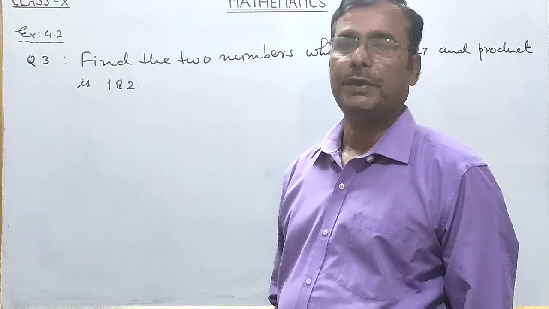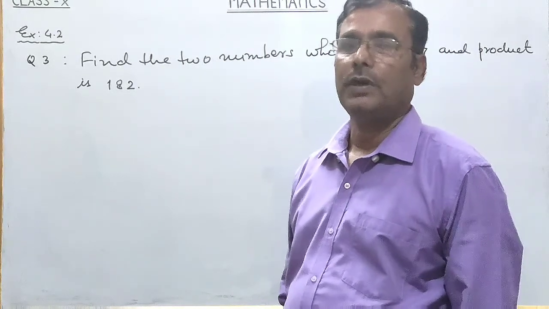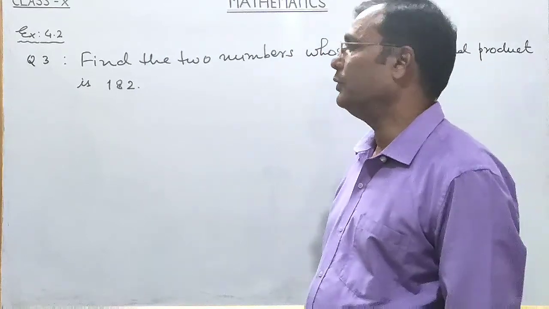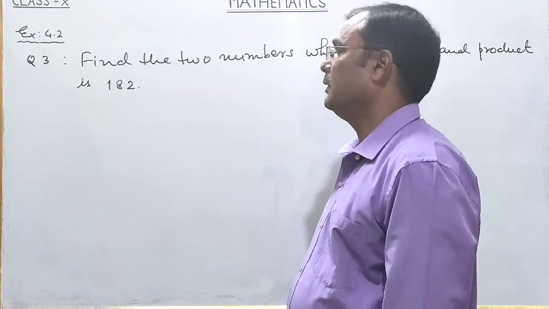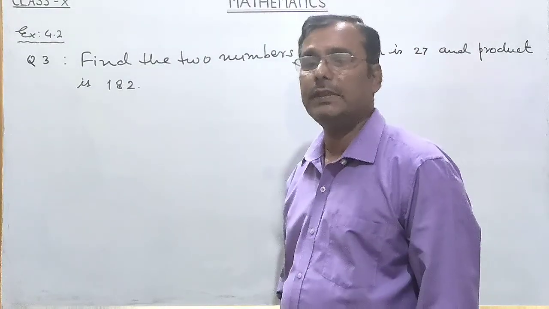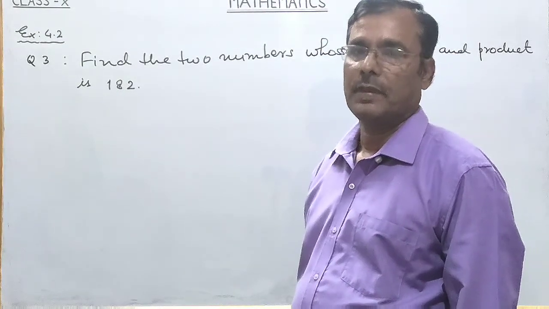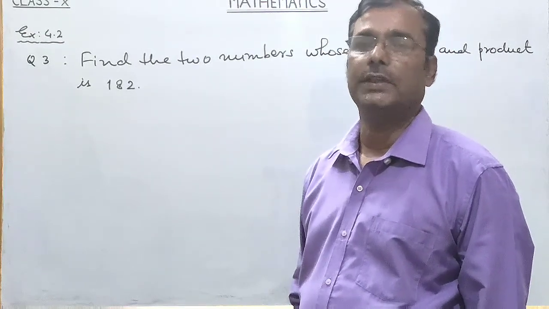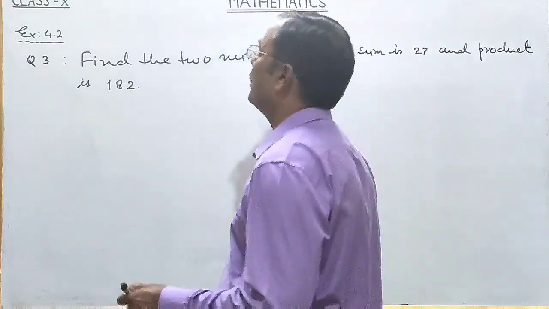Let the first number be x. Then what will be the second number? Because sum of two numbers is 27, if first number is x, then second number will be 27 minus x. Because x plus 27 minus x will be equal to 27. So let us solve this question.